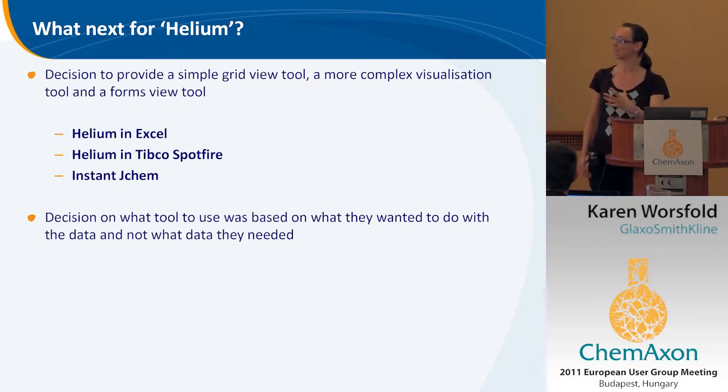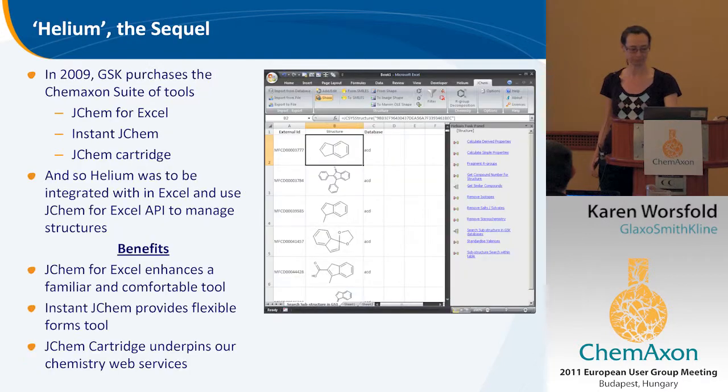And again, the goal was that users wouldn't need to choose what tool based on what data they wanted, but what they wanted to do with the data. So if they're reviewing a compound, Instant JChem would get their data in that forms view. If they're looking at lists where they want to sort, then Helium in Excel would work. And again, if they're in large data sets, then TIBCO Spotfire would probably be the tool they'd go to. But the data they can actually get would be the same.